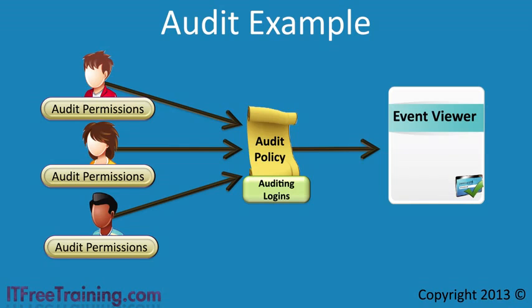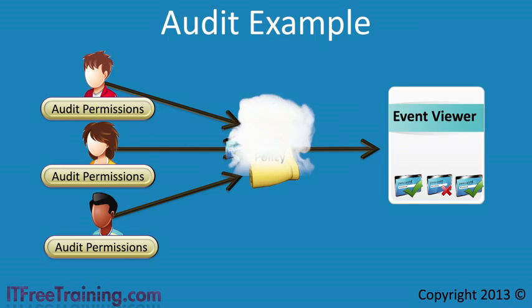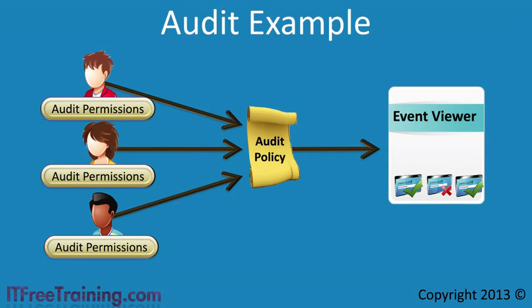The events that are recorded are then stored in the event viewer. You can see that logging events, both success and failure, are being recorded in the event viewer since the audit policy has been configured to record them. You can see that if the audit policy has changed, login and failed events will no longer be recorded. Having a system like this means that you can easily change which events are being audited without having to change any of the SACLs on any of the objects.